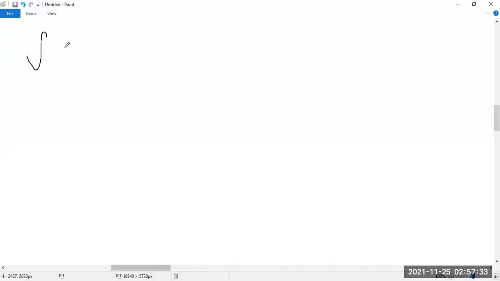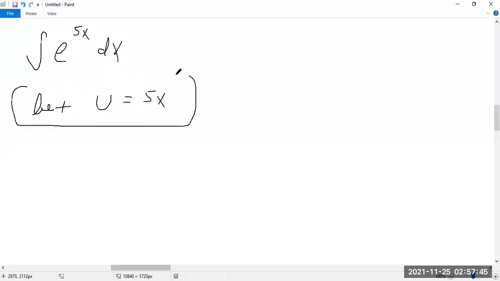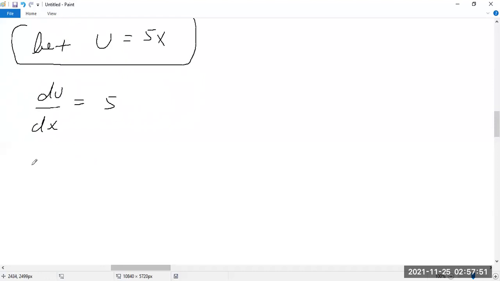So this is the integral of e to the 5x dx. We will let u equal 5x. And we'll take the derivative, du over dx equals 5. And du will equal 5 times dx, if we multiply both sides by dx. And then dx will equal du over 5.